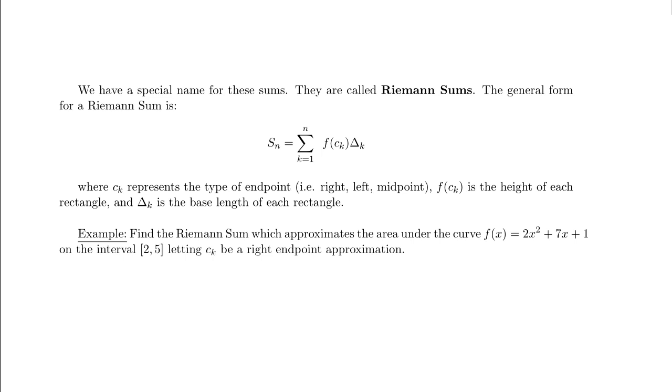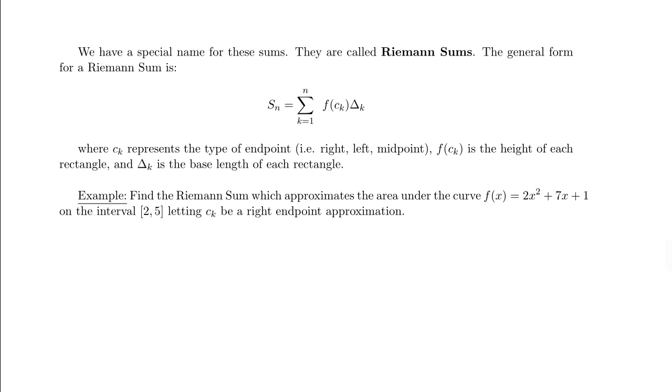He worked a lot with approximating the area under the curve. And so the general form for a Riemann sum is the sum, so they like to use k's, we used i's, but it doesn't really matter. So it's the sum from k equals 1 to n of f of ck times this thing called delta k. So ck is going to represent the type of endpoint that we use. So ck could be a left endpoint, a right endpoint, or the midpoint, so the three methods that we saw.